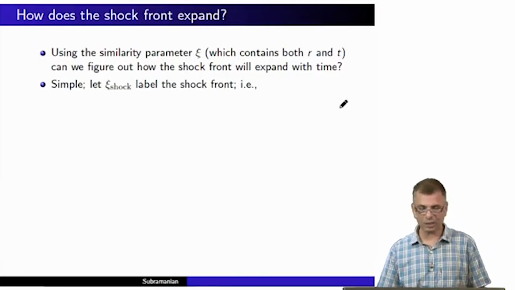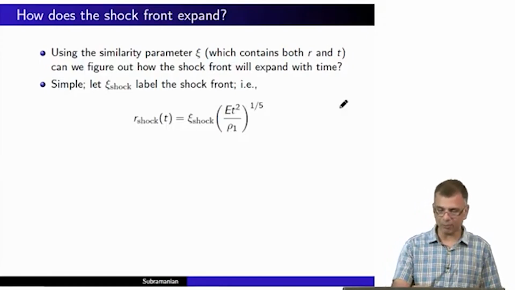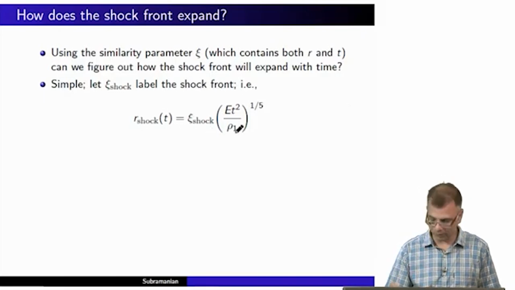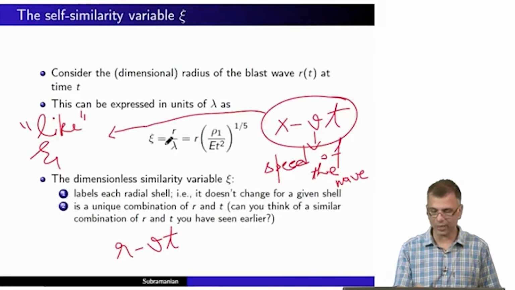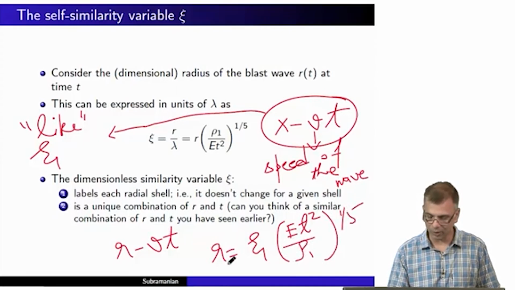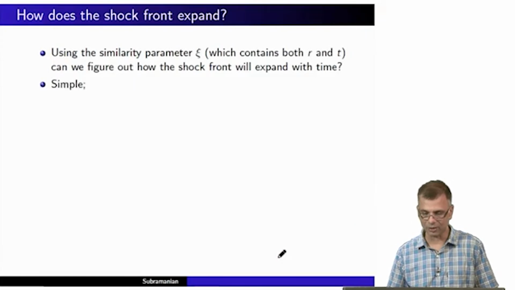Let psi underscore shock label the shock front. In other words, this simply comes from r shock is psi shock times (E t squared over rho 1). This is just a rewrite of this. So what we do is we rewrite this to say r is equal to psi times (E t squared over rho 1) raised to 1/5, and we just put a shock subscript on both of them, and that is all this is.